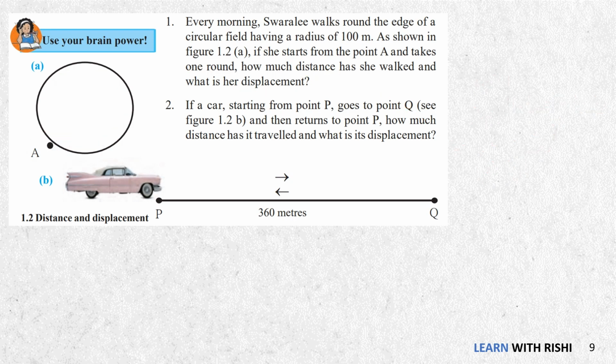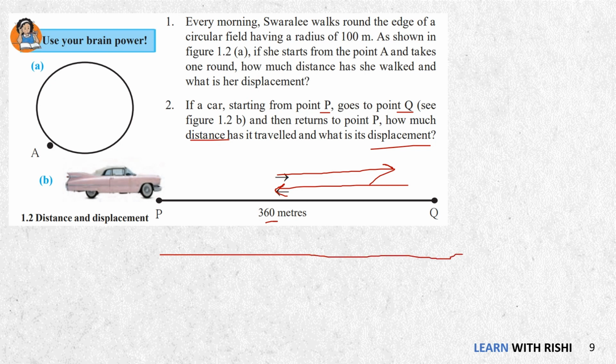Let us see the second example. If a car starting from point P goes to point Q. So this is a car starting from point P and goes to point Q and then returns to point P. So first it travels from P to Q and again from Q to P returns. What is the displacement and distance? So as you can see, from P to Q the total distance is 360. So from P the car started and went to Q. So distance traveled is 360 meters.